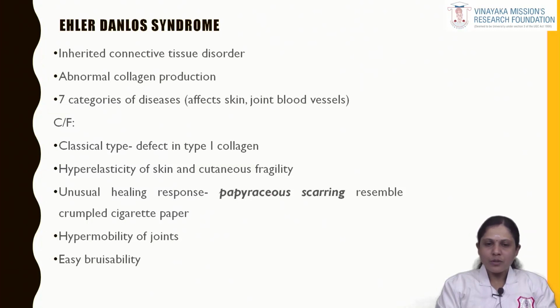So next is Ehlers-Danlos syndrome. It is an inherited connective tissue disorder where there is abnormal collagen production and it commonly affects skin, joints and blood vessels. It has more than 7 categories of disease, and in the classic type, there is a defect in type 1 collagen which causes hyperelasticity of skin, and cutaneous fragility is commonly seen in this classic type. An unusual healing response occurs in Ehlers-Danlos syndrome, which resembles crumpled cigarette paper appearance. This is known as papyraceous scarring. Hypermobility of joints and easy bruisability are noted in this case.